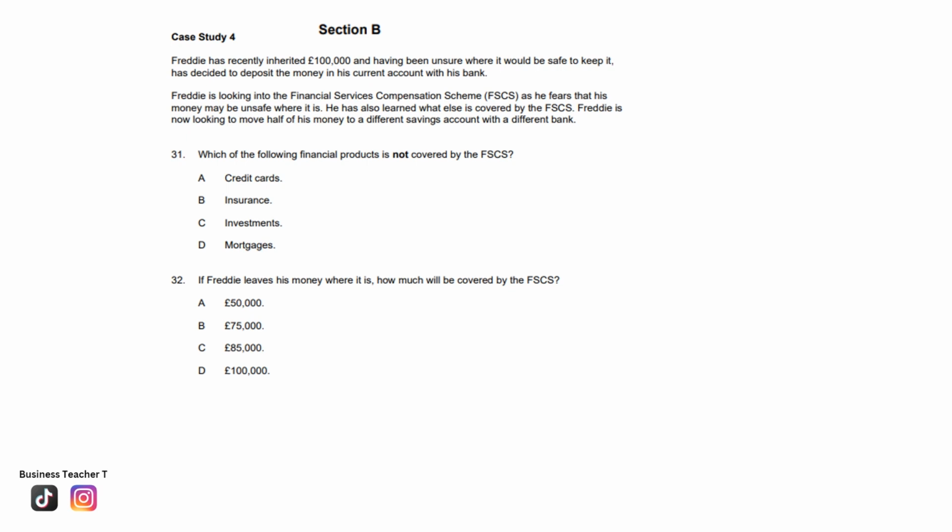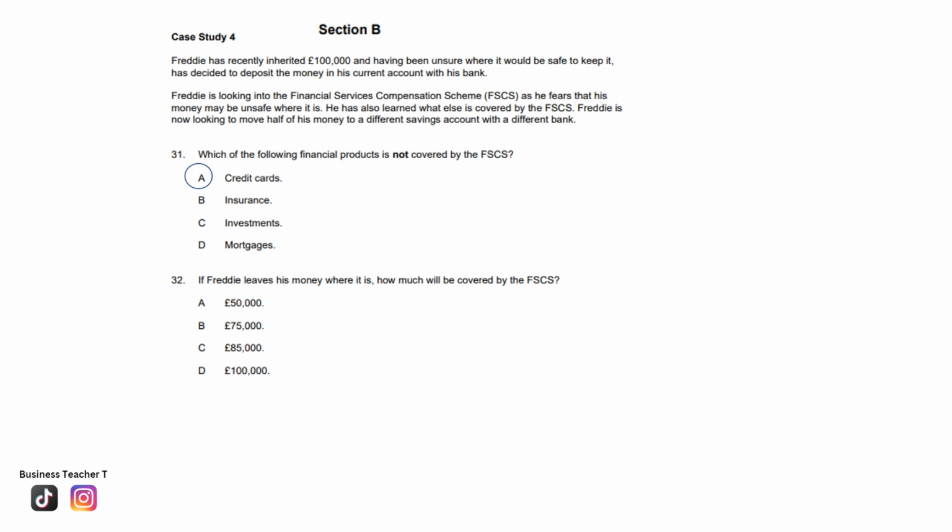Which of the following financial products is not covered by the FSCS? A. Credit cards. B. Insurance. C. Investments. Or D. Mortgages. And the answer is A. Credit cards.